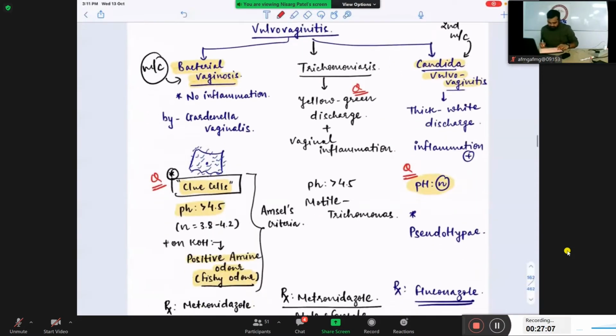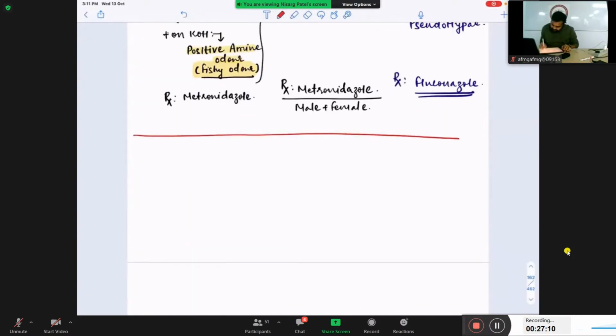Okay, so what is the drug of choice for candidiasis? It is fluconazole. In Candida infection, it is always fluconazole. Remember here also, griseofulvin is not effective. Griseofulvin is not effective against Candida.